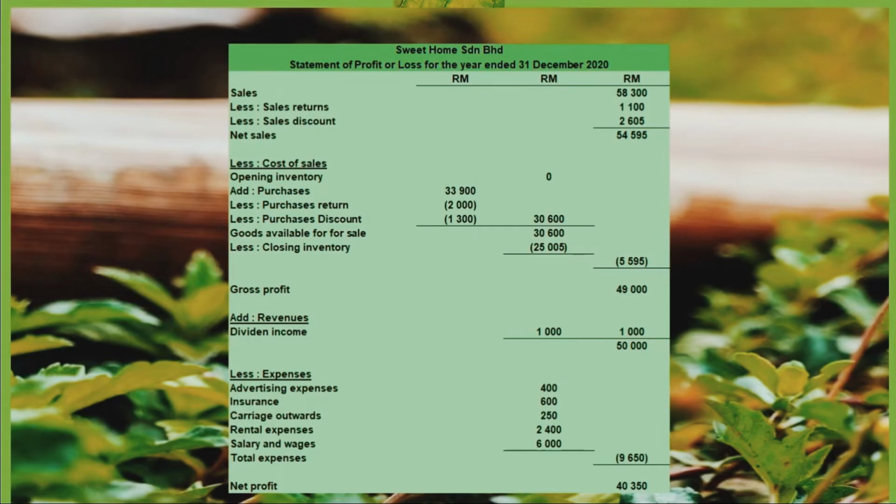After we get the gross profit, we will add the total revenues to the gross profit that amounted to 50,000 ringgit. Next, we sum up the total of expenses and we will get the amount of 9,650 ringgit. Lastly, after adding the gross profit and the total revenues, we will deduct the total expenses and get the net profit that amounted to 40,350 ringgit.